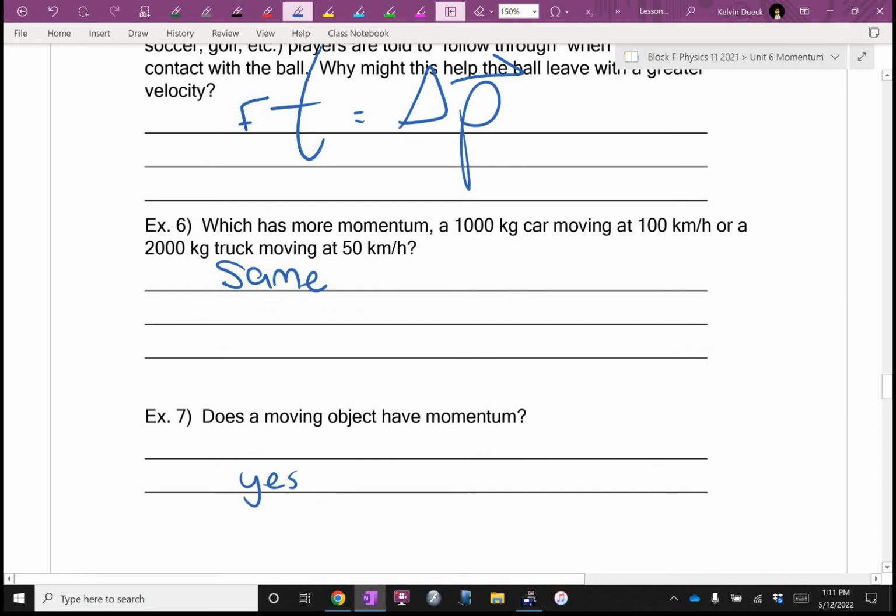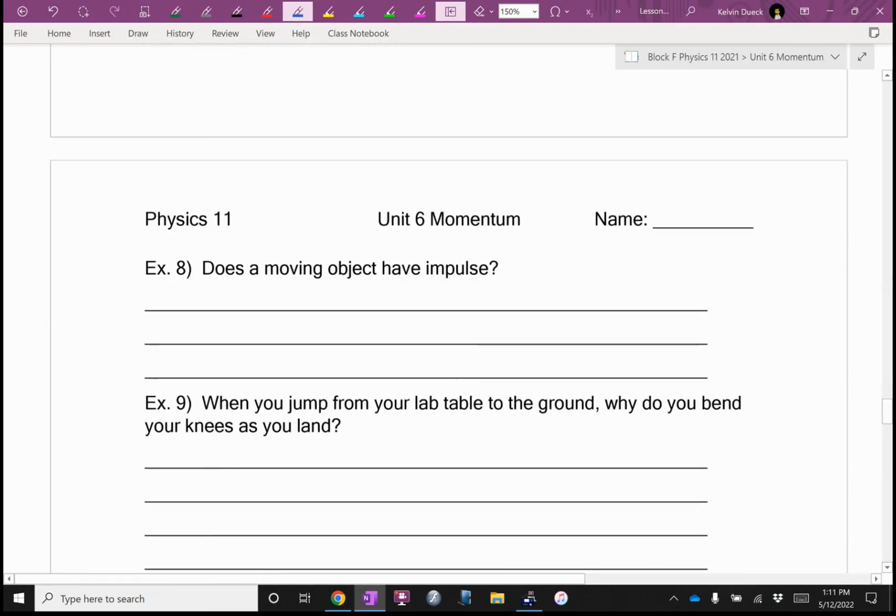Okay, smarty peoples, turn the page. Does a moving object have impulse? Is that a head shake, Aiden, or was that an I'm stretching my neck because I'm getting tired? Does a moving object have impulse? What is impulse? So really this is asking, does a moving object have a changing momentum?